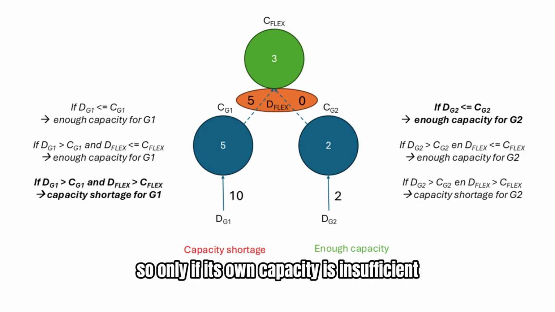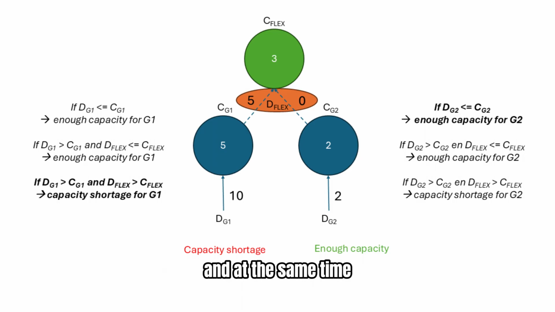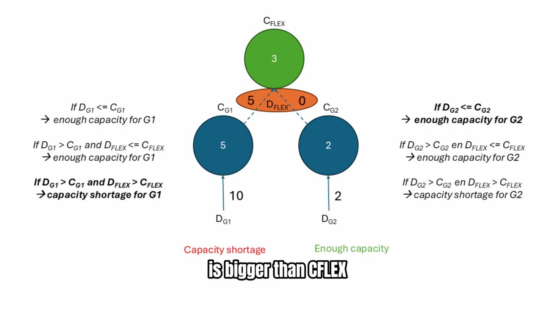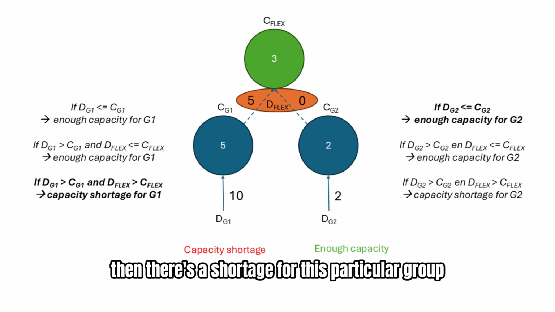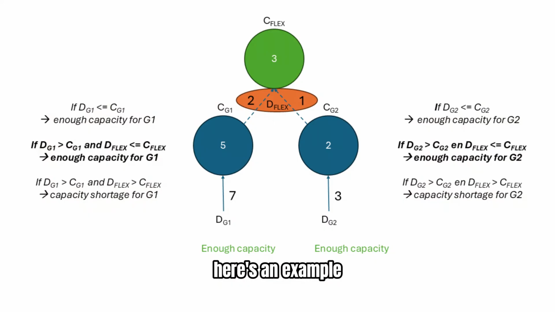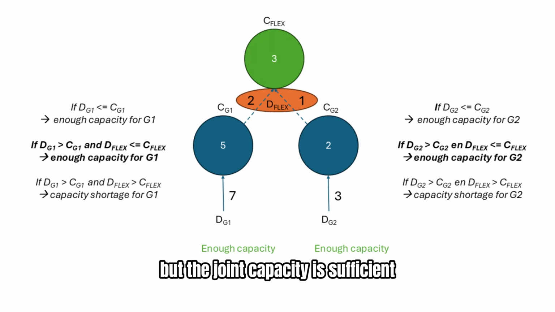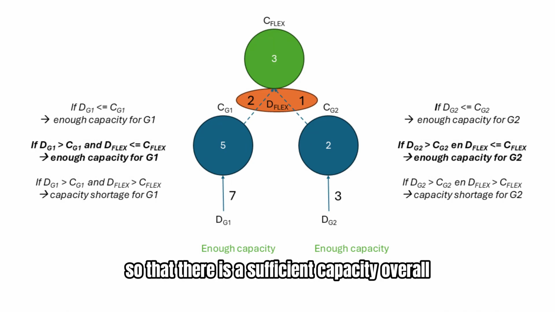So only if its own capacity is insufficient and at the same time the total demand for the joint capacity is bigger than C-flex, then there is a shortage for that particular group. Here's an example that both groups are short of their own capacity, but the joint capacity is sufficient so that there is a sufficient capacity overall.